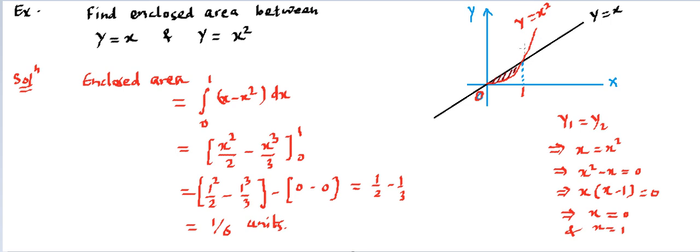Let me quickly summarize the overall idea. If two functions are given to us and we are asked to find the enclosed area, first you equate the two functions and find the intersection points, and those are going to be the limits. Then go for y1 minus y2 dx integration from the initial to the final limit. Perform this integration, get your answer, that's done. If you can draw the figure, that's perfect. Okay, so this is about this integration.